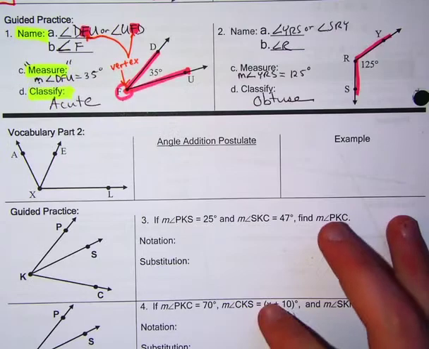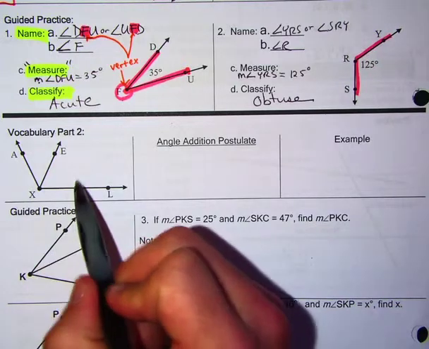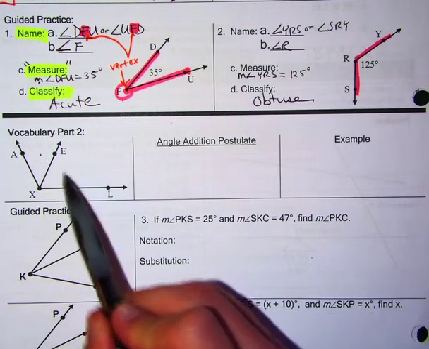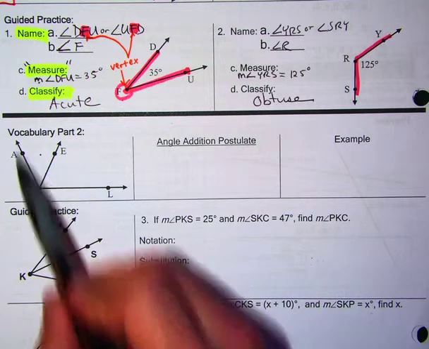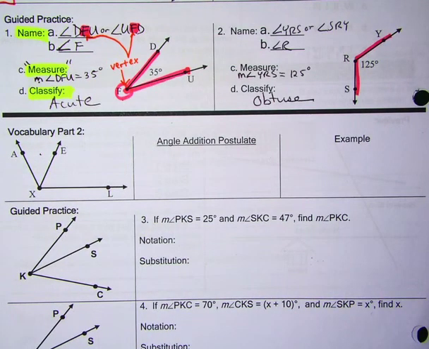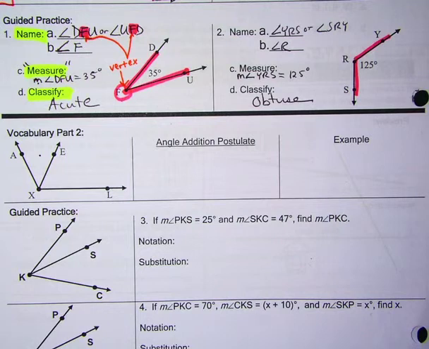So let's go apply these ideas now. So here is a situation where we have multiple angles. Here's an angle here and an angle here. And if you put them together, they make one big angle. So we're going to go with what we're going to call, like the segment addition postulate, we're going to call it the angle addition postulate.